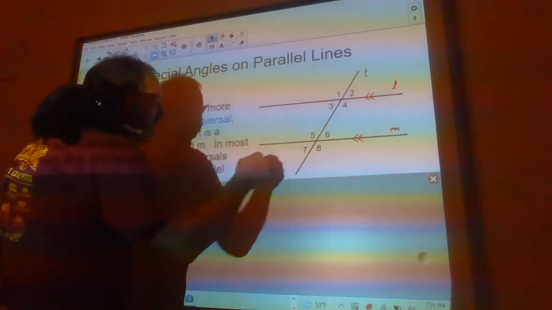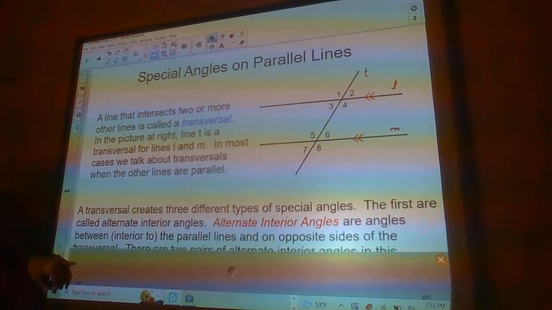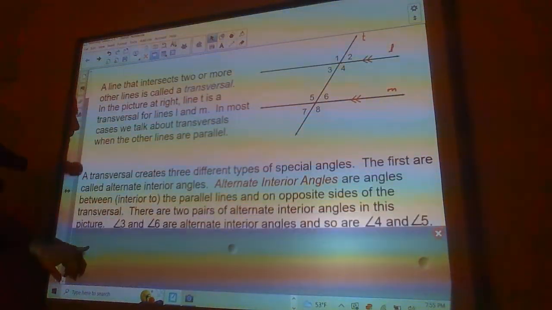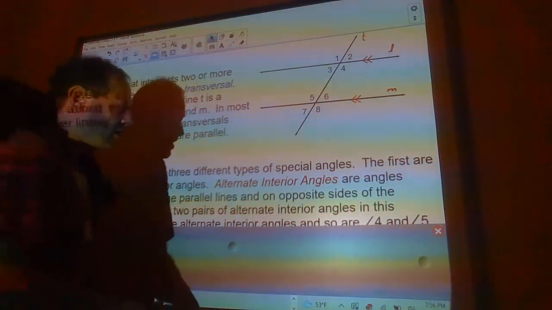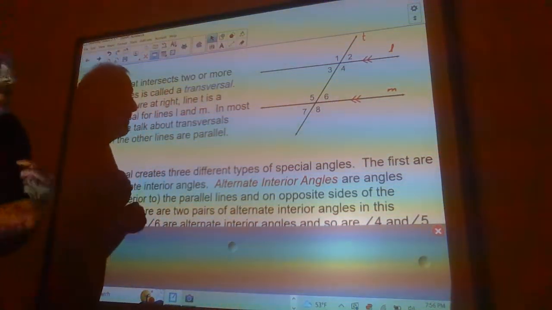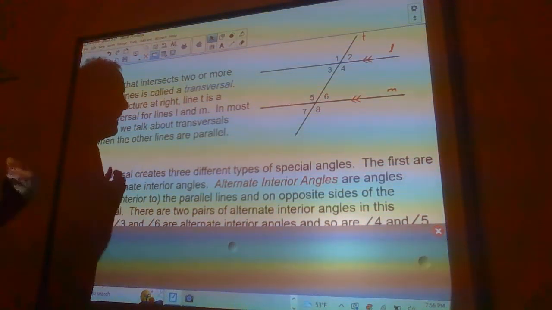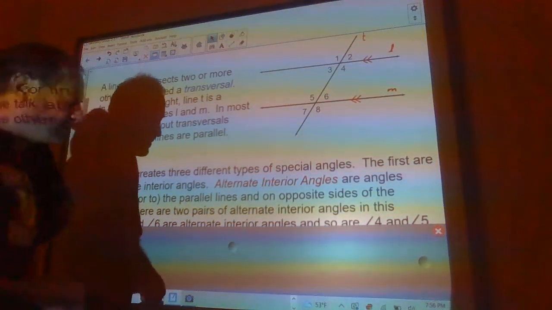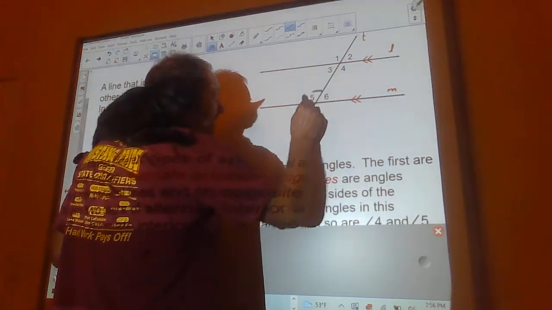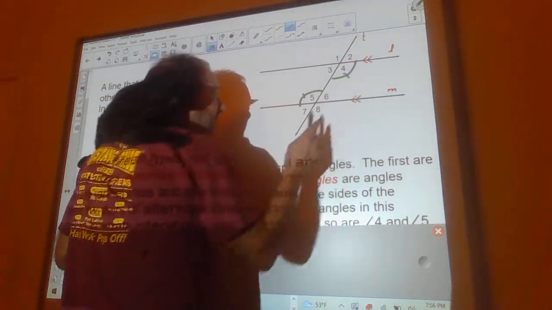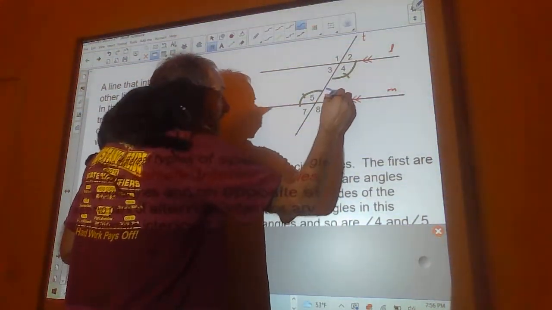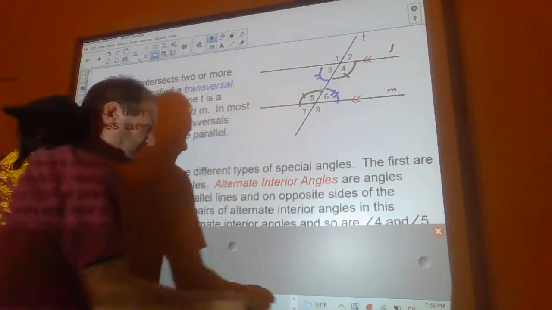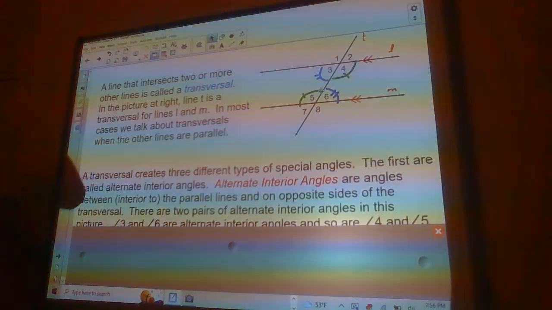1, 2, 3, 4 on the top, 5, 6, 7, 8 on the bottom. Okay, a transversal creates 3 different kinds of special angles. The first are called alternate interior angles. Alternate means they're on different sides of the transversal, and interior means they're between the two lines. So alternate interior angles would be angle 5 and angle 4 would be one example, and the other example would be angle 6 and angle 3. Okay, those are alternate interior angles.